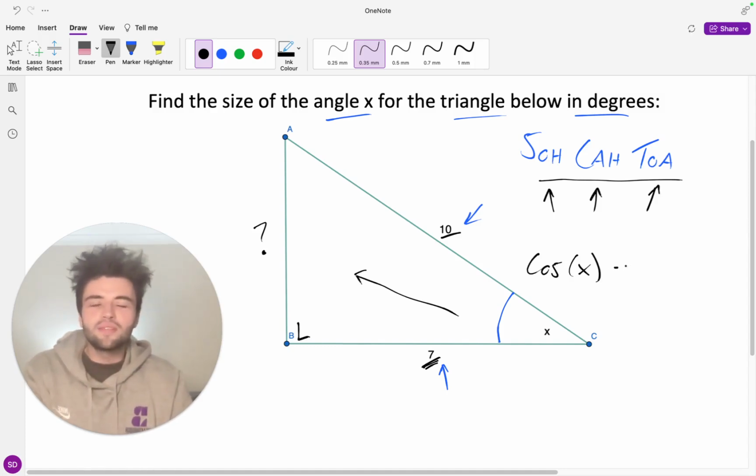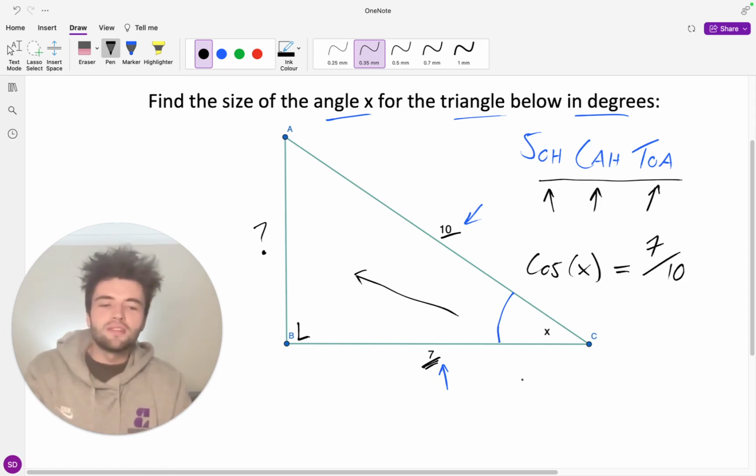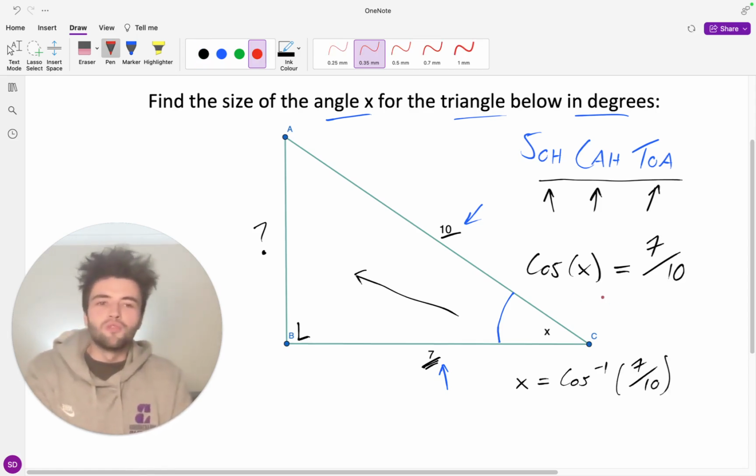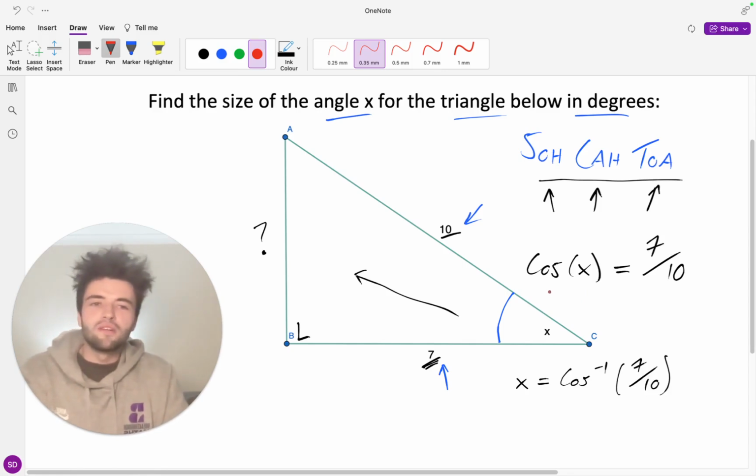So we have cos of x, x being the unknown, of course, the angle we're trying to find, and that is going to be equal to the adjacent over the hypotenuse. So the adjacent, as we said, is going to be 7, and the hypotenuse, the longest side, is going to be 10. Now we can rearrange this by bringing our cos over to the right hand side. You can see we started off with cos x on the left hand side, and now we have x on the left hand side.